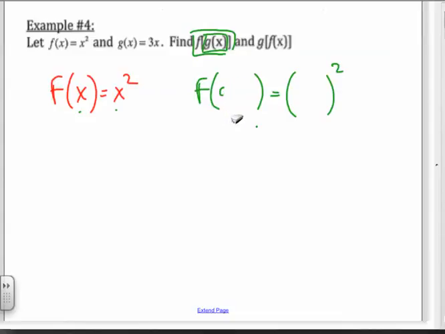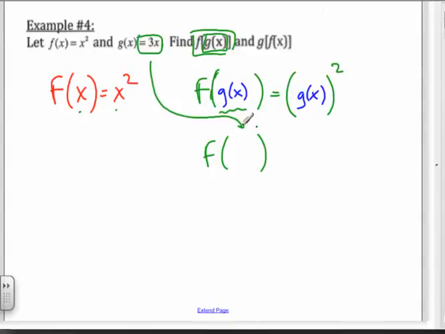I'm actually going to write it in a different color. That may help us see it. So we took x out and we put g of x in here. Now g of x is just the name of the other function. It's saying we want you to plug in g of x to this equation. So instead of writing the name of the function inside here, we're going to write down what the function is. And g of x is equal to 3x. So I'm going to put 3x in here.